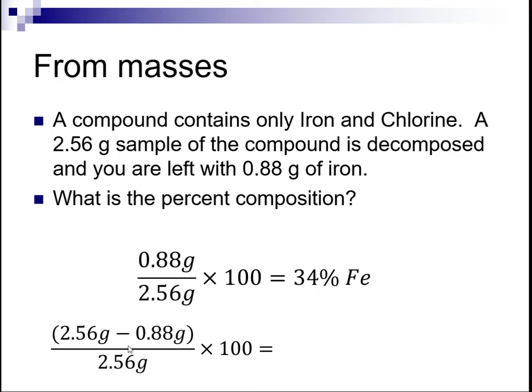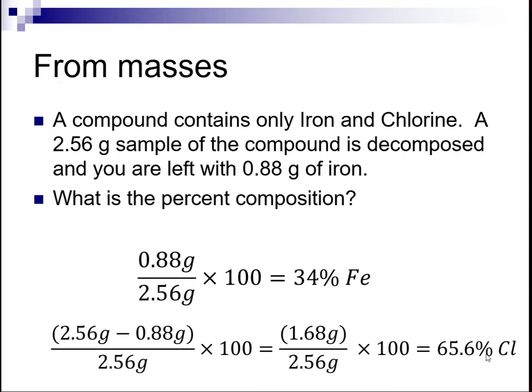Then what you're going to do to figure out the chlorine is take 2.56 grams, which is the total, subtract the iron. That will tell you how many grams was the chlorine, and then divide that by the total. So we find that the mass of the chlorine was 1.68 divided by 2.56, to 3 sig figs, that's 65.6% chlorine. Now notice these two numbers do not add up to be exactly 100. And that's okay, because the way we obtained the percent chlorine was to a higher degree of precision than the way that we obtained the percent of iron, because iron's mass only had 2 digits past the decimal, but the calculated mass of chlorine had 3 total significant digits.